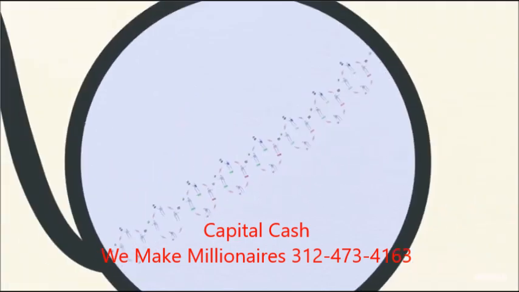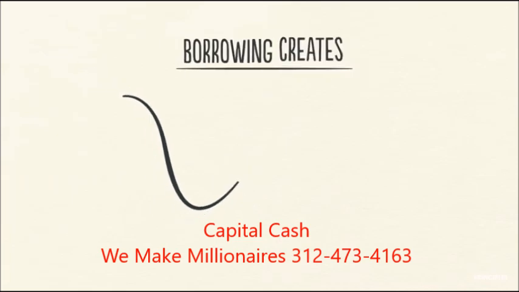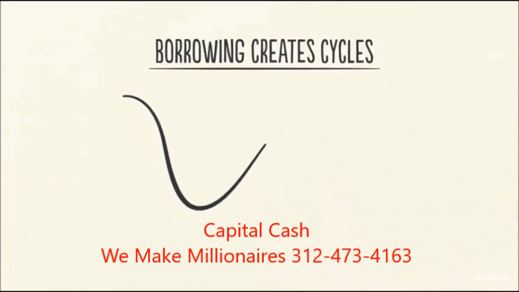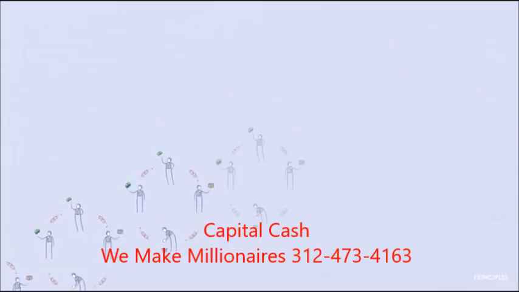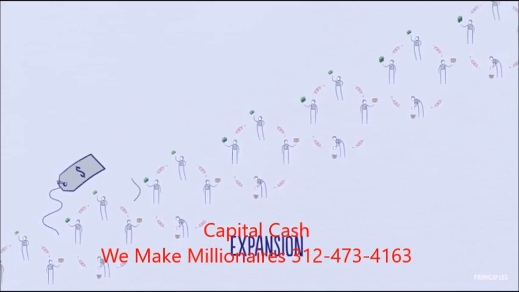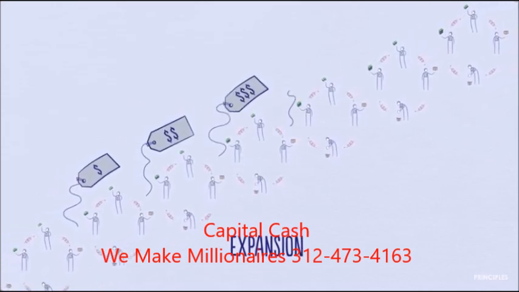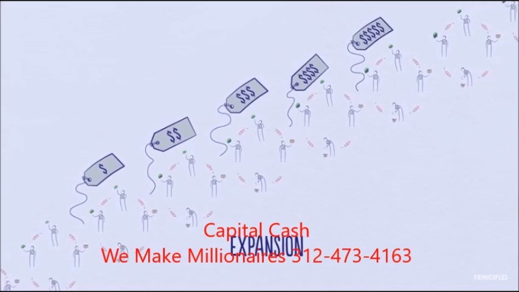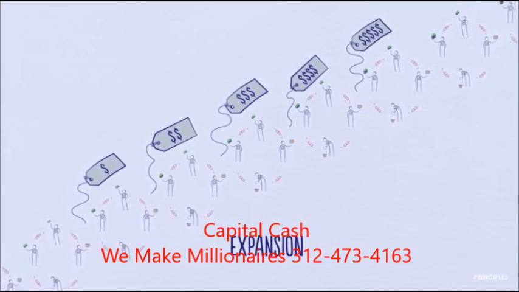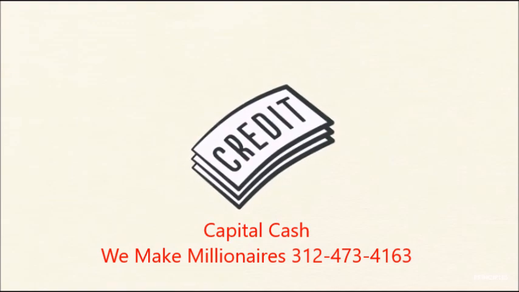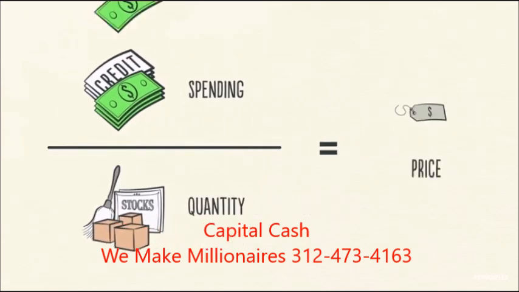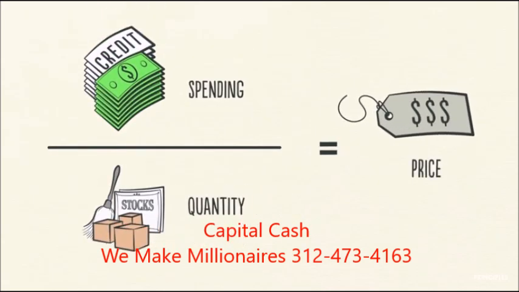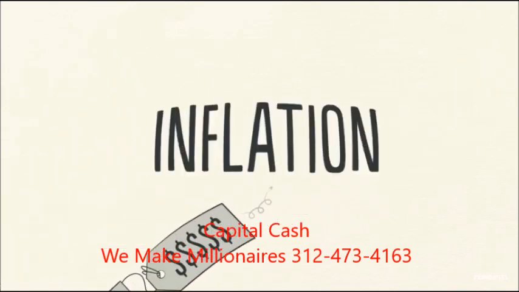in a self-reinforcing pattern. But remember, borrowing creates cycles, and if the cycle goes up, it eventually needs to come down. This leads us into the short-term debt cycle. As economic activity increases, we see an expansion, the first phase of the short-term debt cycle. Spending continues to increase and prices start to rise. This happens because the increase in spending is fueled by credit, which can be created instantly out of thin air. When the amount of spending and incomes grow faster than the production of goods, prices rise. When prices rise, we call this inflation.